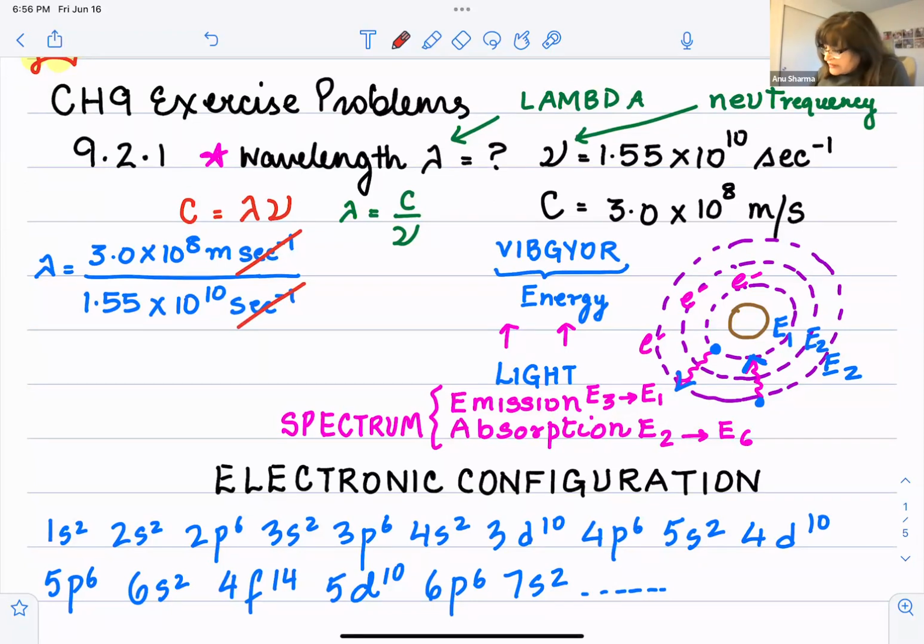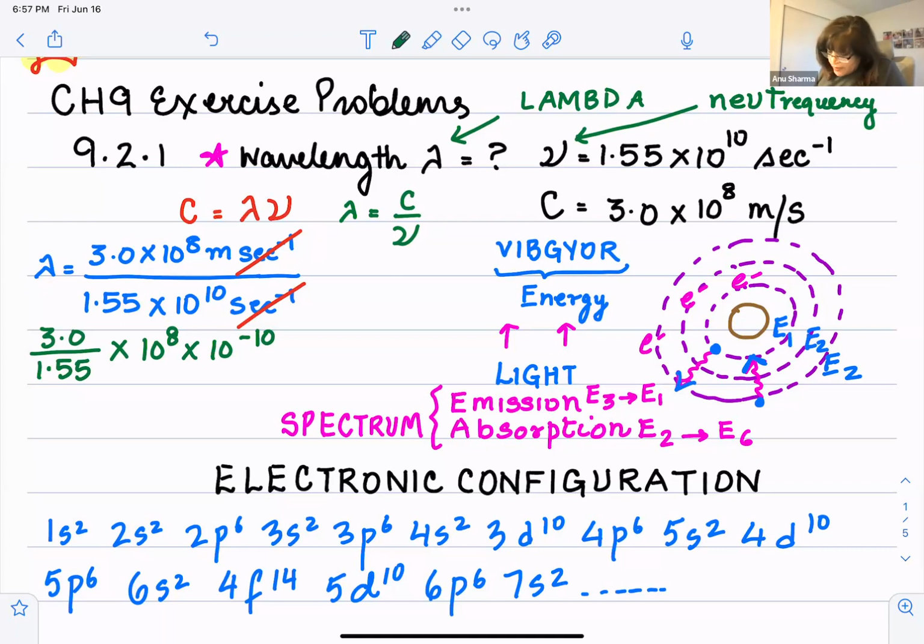Now the rest is just doing the math. The way I'll do this is 3.0 divided by 1.55, and then times 10 to the power 8 multiplied by 10 to the power minus 10. If you have a scientific calculator, you can do it. If you don't have a scientific calculator, then you can do it manually as I'm showing you.